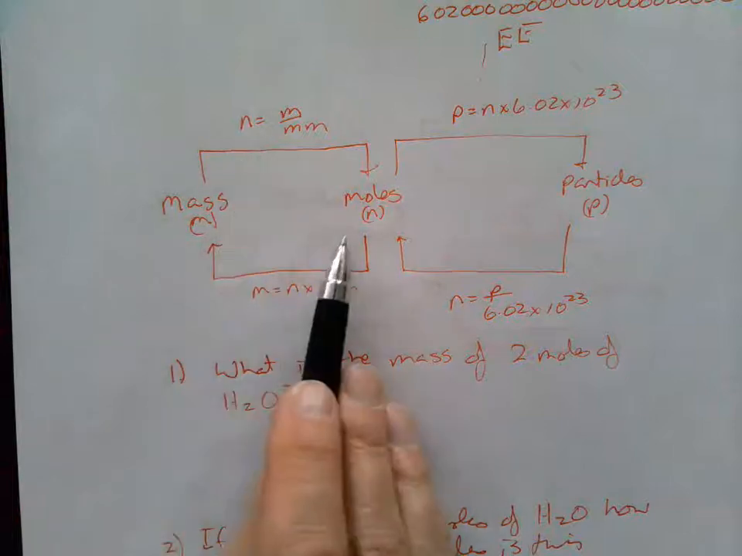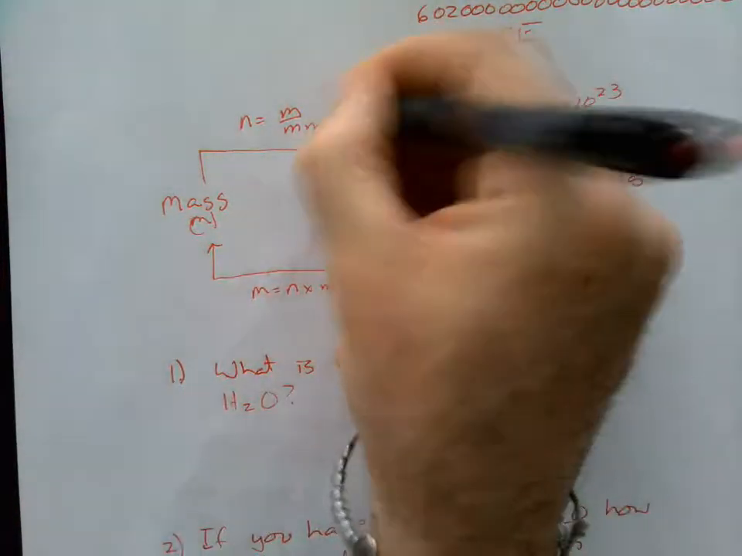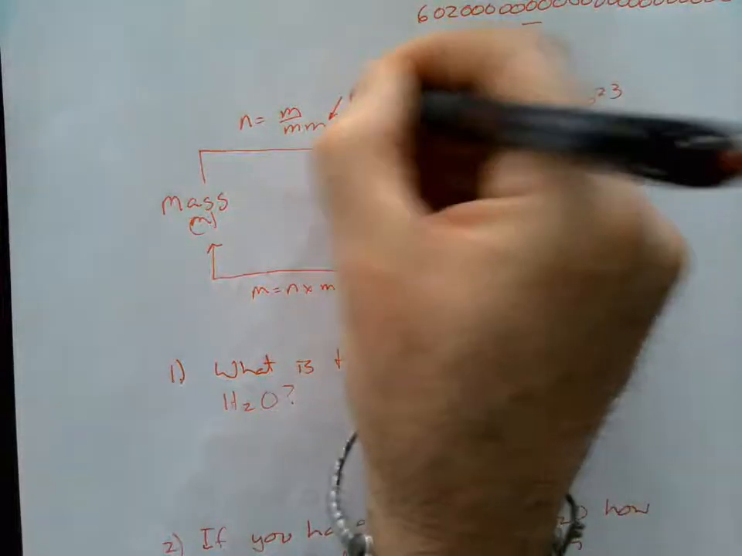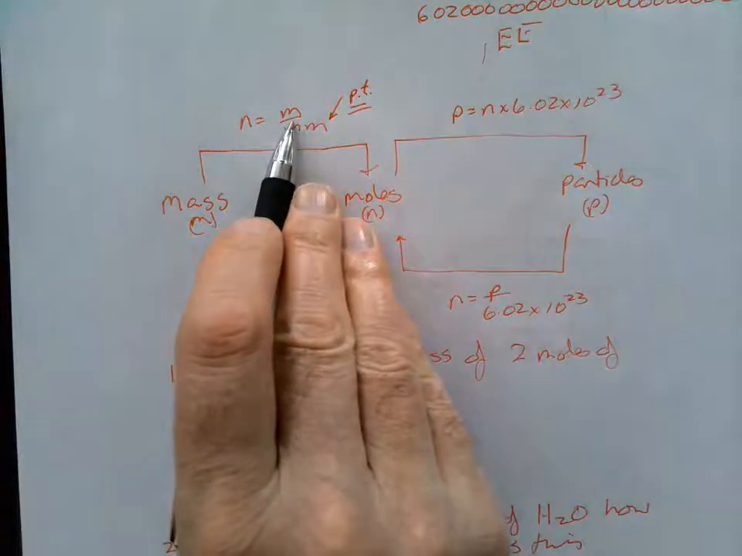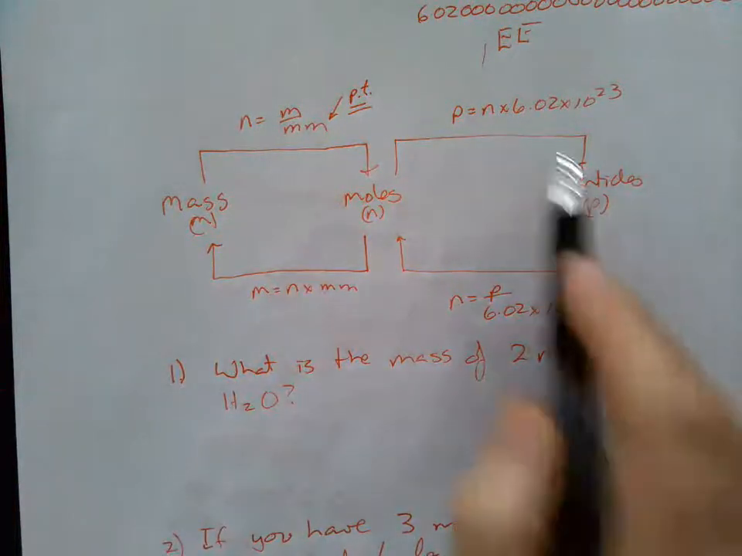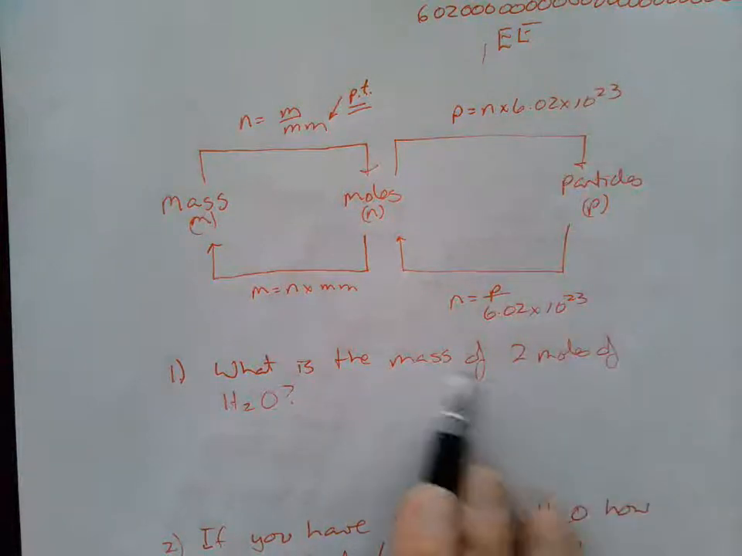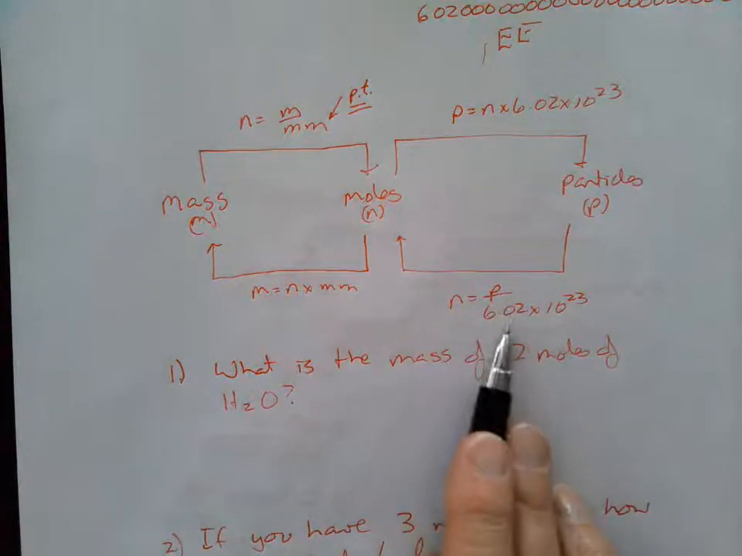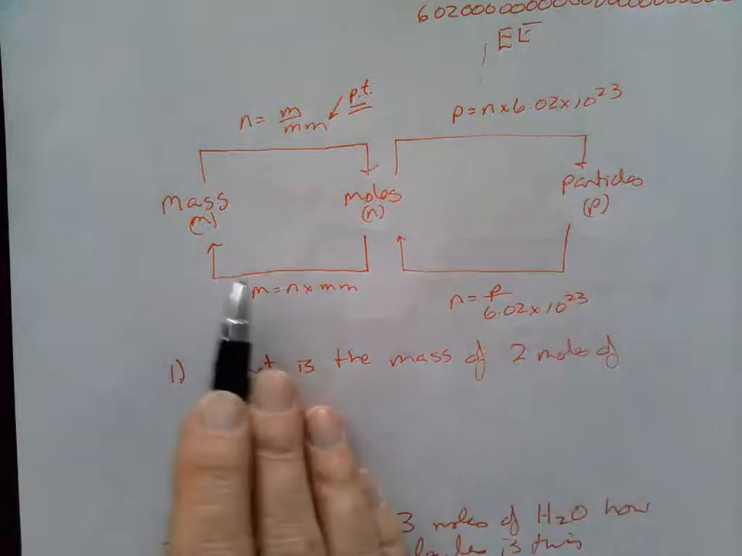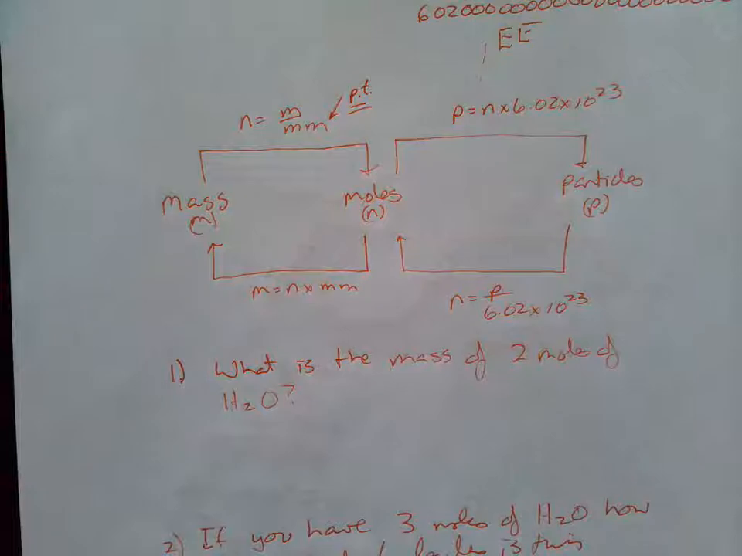n is moles. Moles equals mass over molar mass. Remember, molar mass we always get off the periodic table, so we look the molar mass up. In a lab, mass we would weigh in grams on a mass balance. Particles equals moles times 6.02 times 10 to the 23. Moles equals particles divided by 6.02 times 10 to the 23, and mass equals moles times molar mass.